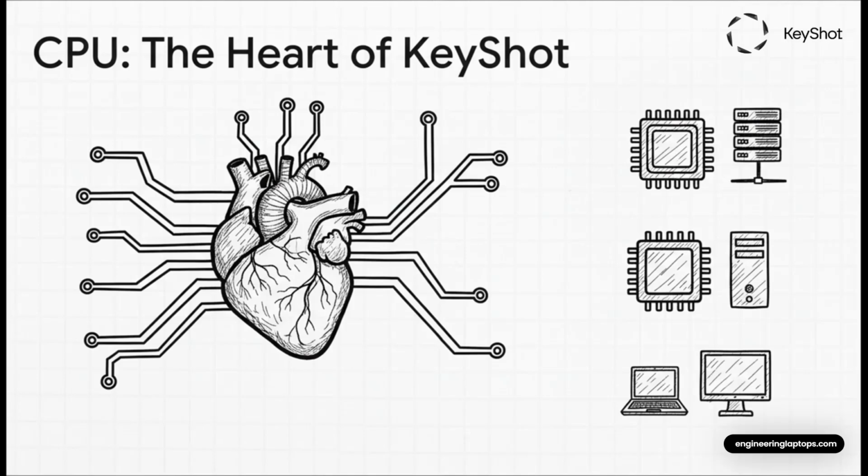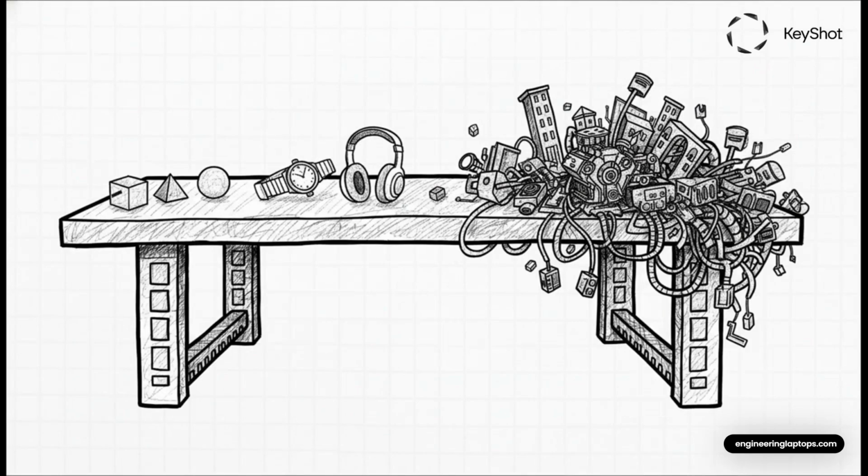Simple as that. For everyday users, something like a Ryzen 5 or an Intel i5 is a great start. But if you're a professional, you really want to be looking at a Ryzen 9 or an i9. And for studios, well, that's where the big guns like Threadripper or Xeon come in to absolutely slash those render times. Next up is RAM.